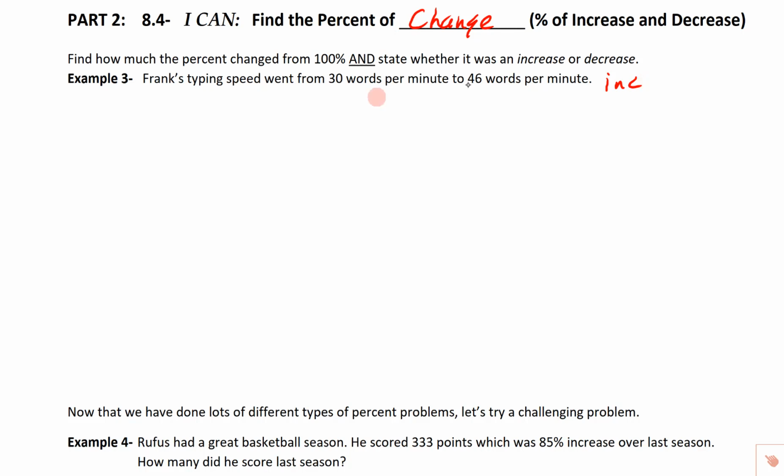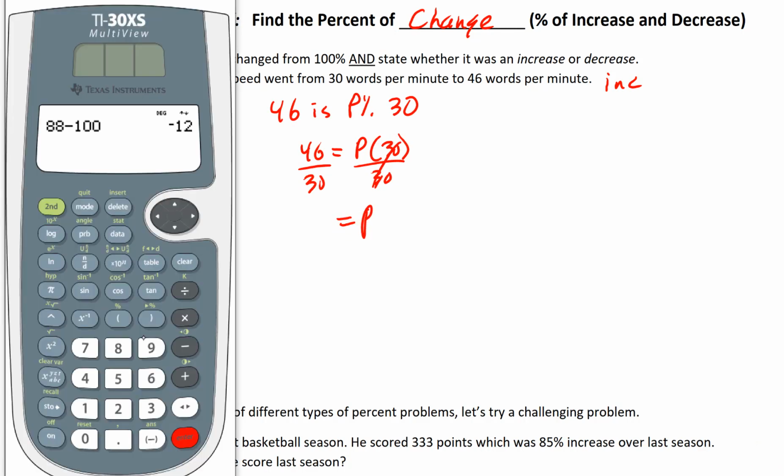So remember, the new amount is some percent of the old amount. So 46 is some percent of the original 30 words per minute. So we'll write down 46 equals p times 30. We'll divide both sides by 30. Those will cancel, so we'll have a p over here. We'll grab the calculator, and we're going to do 46 divided by 30 and see what we get here.